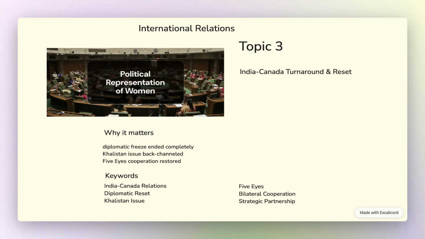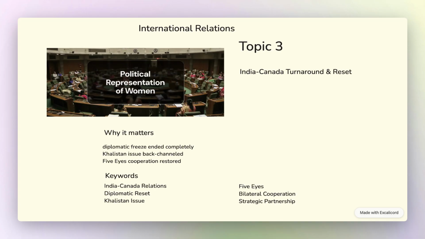The bilateral crisis began with the Canadian Prime Minister's parliamentary accusation based on Five Eyes intelligence. India expelled Canadian diplomats and suspended visa services. The freeze threatened India's relations with Western allies, as Canada is a Five Eyes member. The fundamental dispute remains unresolved. Canada's 1.8 million Indian origin population includes Khalistan supporters exercising free speech rights, while India designates them as terrorists.